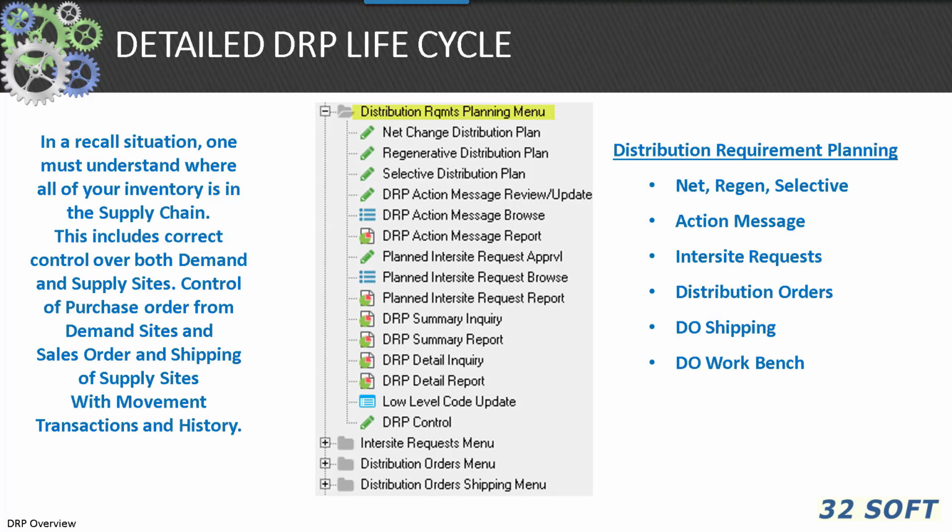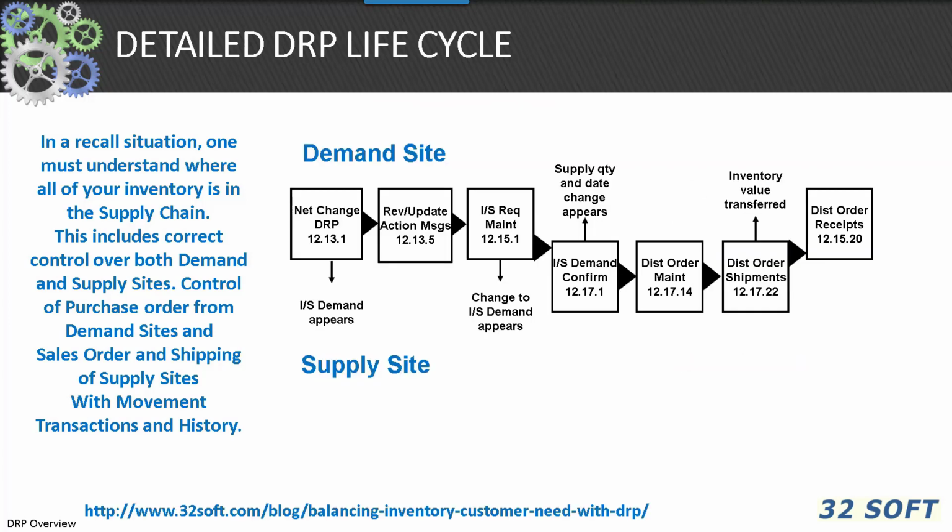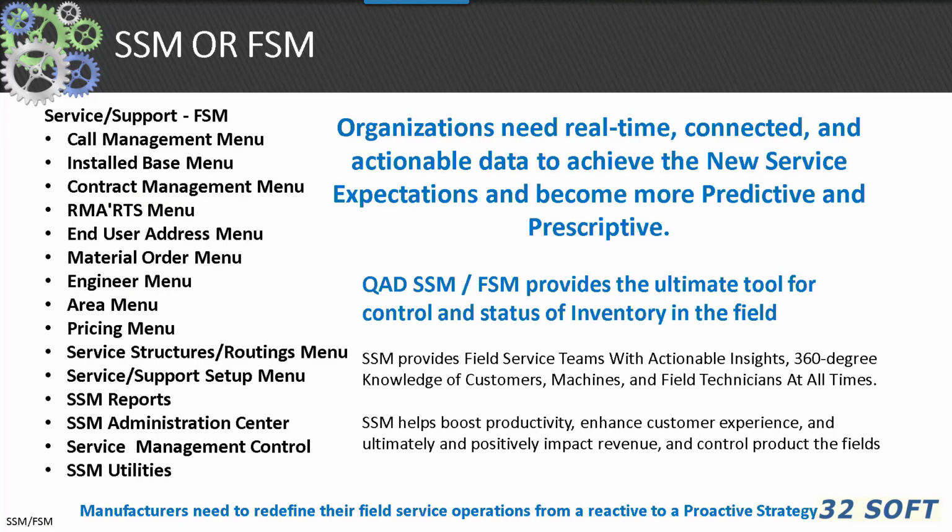DRP, we covered DRP in November. This is the correct control over internal and customer sites. Controls of purchase orders from demand sites, sales order and shipping of supply sites. This gives you control over inventory movements. And we covered that just last month, in November.